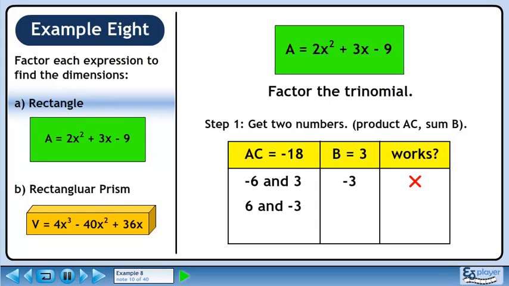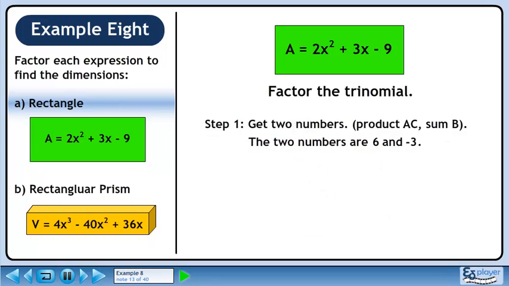Now try 6 and minus 3. We get a sum of 3. These numbers work since the product is minus 18 and the sum is 3. Let's store the numbers in a sentence so we can retrieve them later.